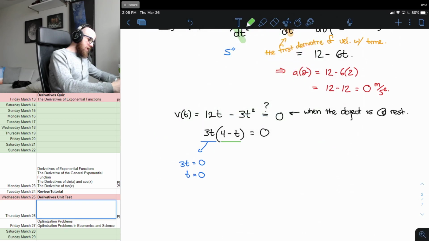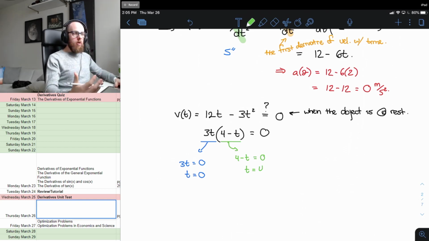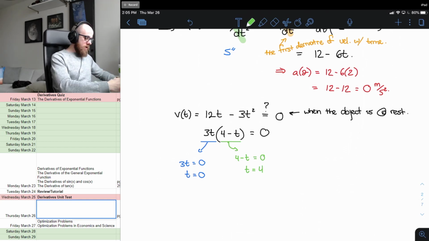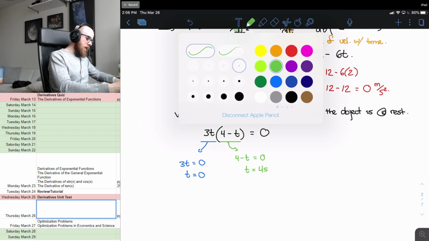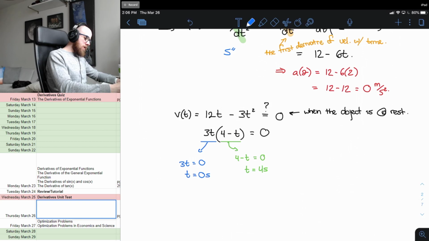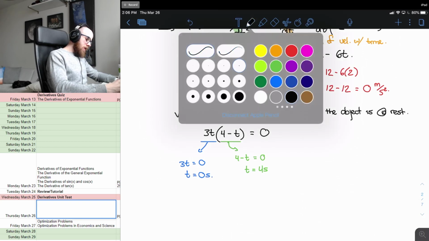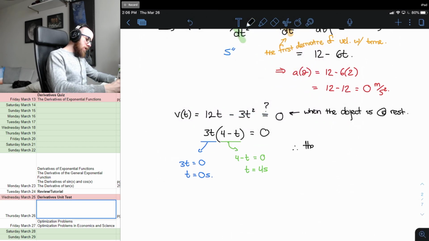then at t is equal to 4 seconds, right? Because 4 minus t is equal to 0, which tells us that t is equal to 4. The particle will then again be at rest, okay? So we get two points, or two times, at which the particle is at rest. Okay, so we summarize. Therefore, the particle is at rest, meaning v is equal to 0, at t is equal to 0 and 4 seconds.